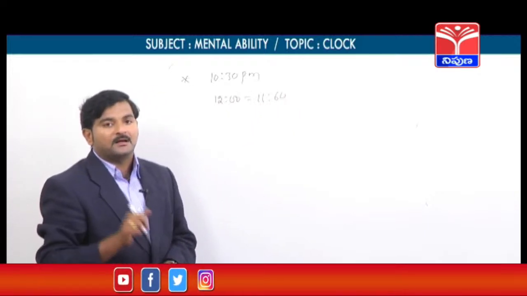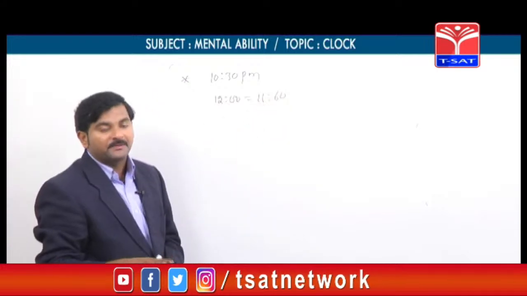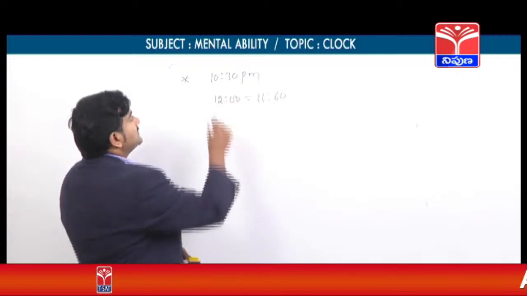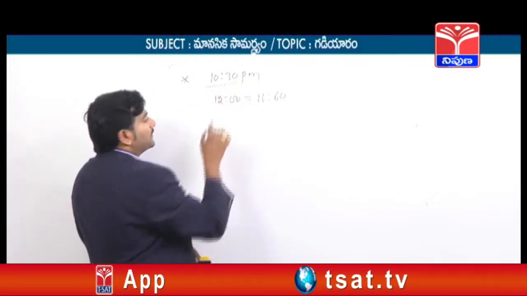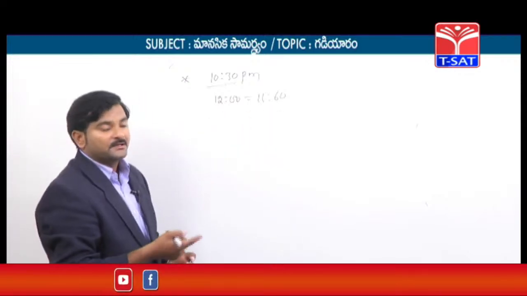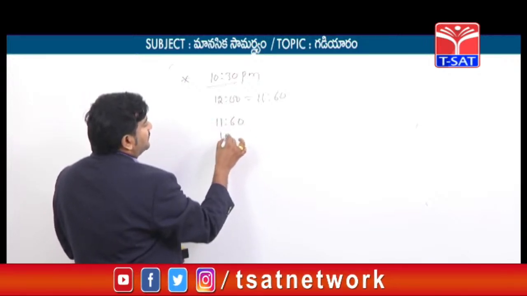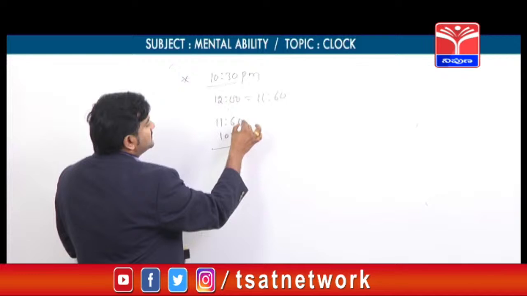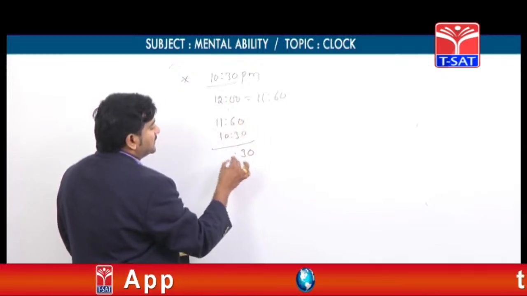To find out the mirror time, we need to subtract the given time from 12 o'clock. So what is the given time here? 10:30. So we have to subtract this 10:30 from 12 o'clock. This 12 o'clock again can be expressed as 11:60 for our simplification. So what can we say? 11:60 minus 10:30. 60 minutes minus 30 minutes, again you will get 30 minutes.